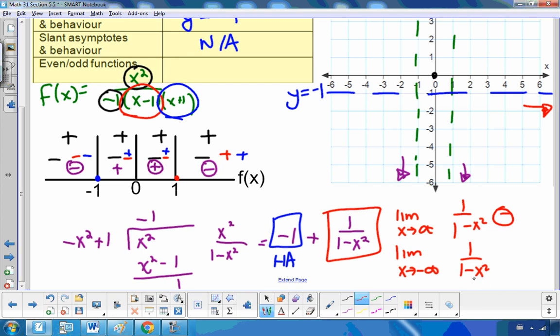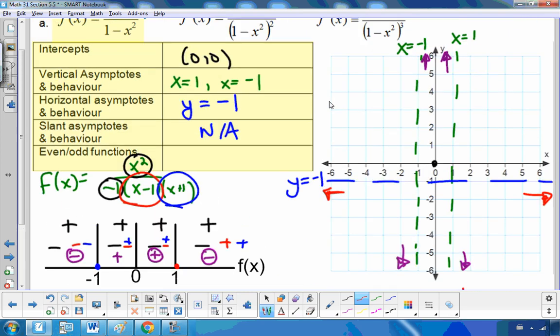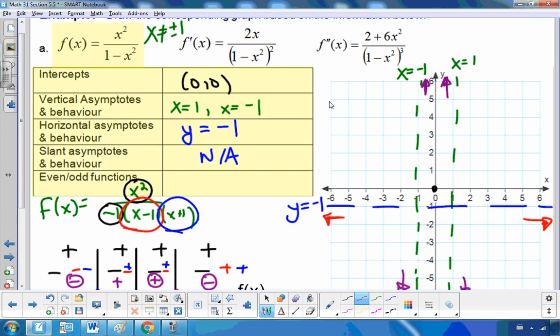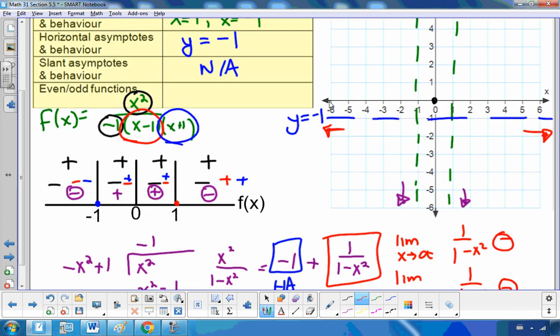So if I have 1 minus a really big number, it's still going to be negative. So that means my left end is also below. So I have the behavior around my horizontal asymptotes and my vertical asymptotes. The last thing I need to do is figure out if I have an even or an odd function.